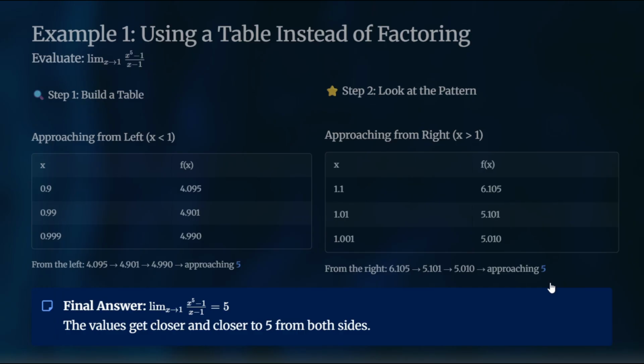So our final answer, the limit as x approaches 1 of the function x to the 5th power minus 1 over x minus 1 is equal to 5.